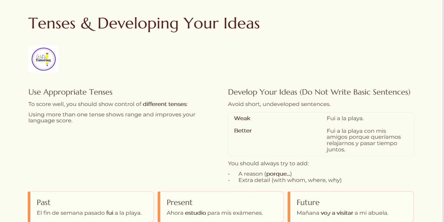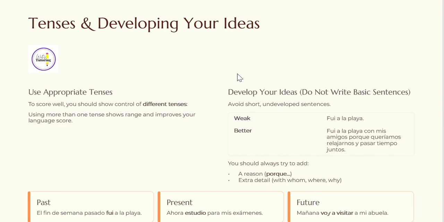So let's go over the tenses and developing your ideas. Remember to use appropriate tenses. You must show your ability to use the different tenses in your letter. So you can use the past tense, present tense if required, and the future tense. But you will mainly be asked to use the preterite and the imperfect tense, and at the end, you will have to use the future tense.